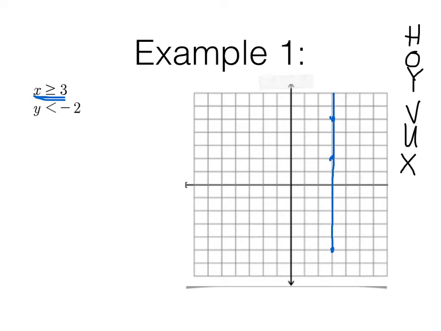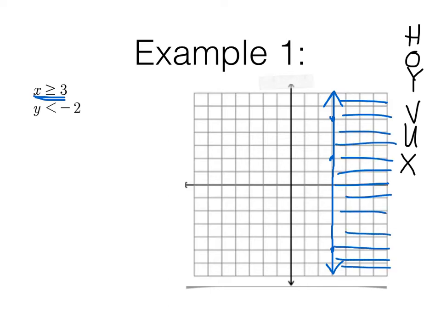It's also a solid line because it's an "or equal to," and it says greater than. So on the x inequality here, we're going to shade to the right because that's where the x values are greater than 3. Let's switch colors. We'll use green. So this one's a horizontal line, and it's horizontal where y equals -2. So again, plot some points where y is equal to -2.